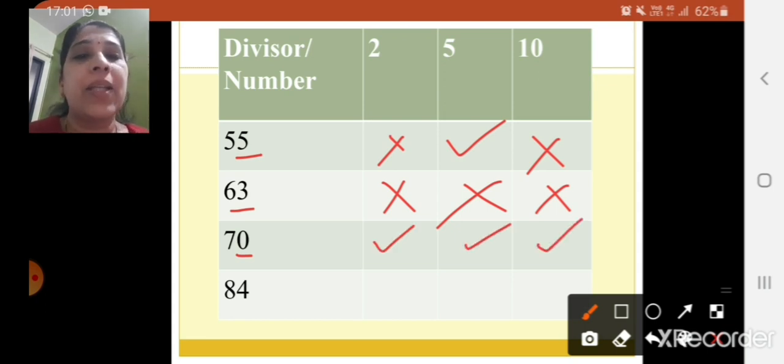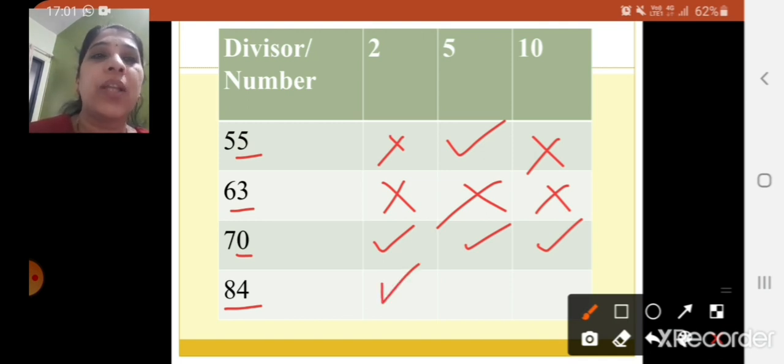And the last number is 84. So 84, what is there in the units place? 4. So 4 is divisible by 2, right? But 4, it is not divisible by 5. So you will put a cross mark. And 10 also you will put a cross mark, because for the divisibility test for 5 and 10, 0 should be in the units place.